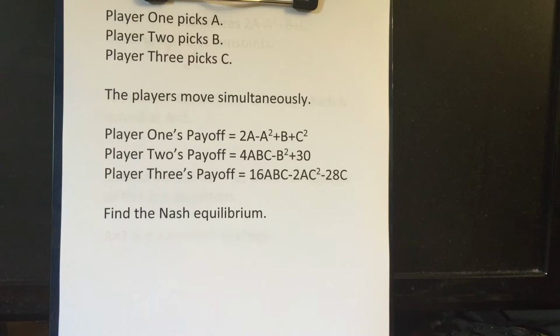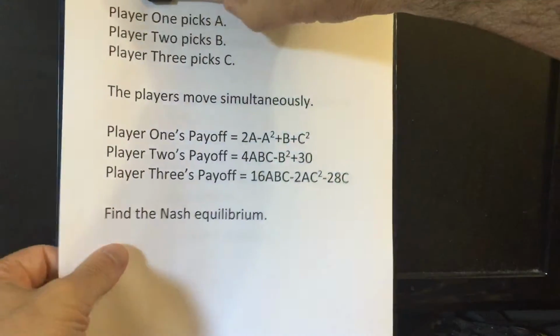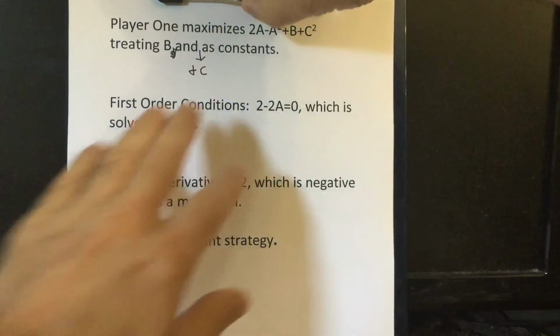Today we use calculus to solve for a simultaneous move Nash equilibrium where we have 3 players. Why don't you pause this video and see if you can make any progress on this problem working on your own. Let's start with player 1.